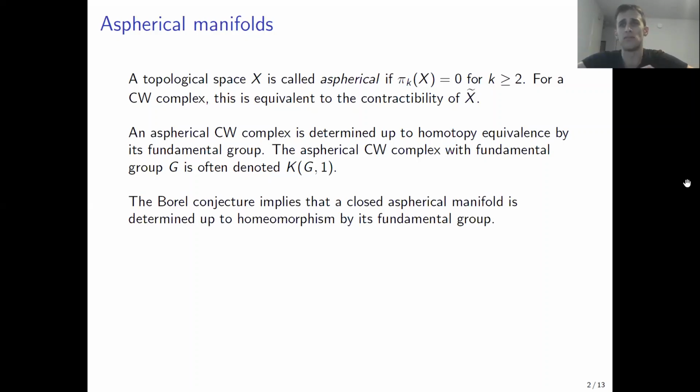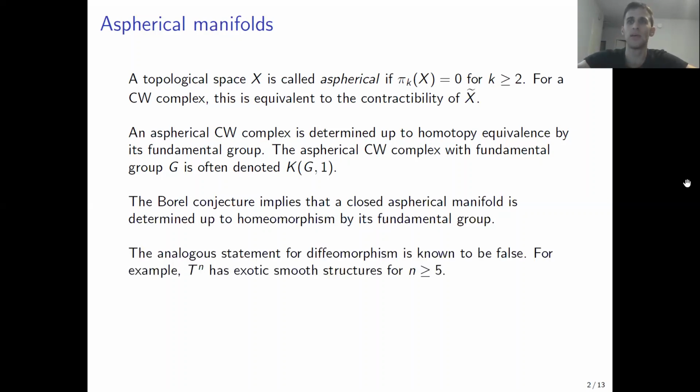If we now consider not just aspherical CW complexes, but closed aspherical manifolds, then the question is, could we upgrade homotopy equivalence to a stronger notion of equivalence? The Borel conjecture would imply, if it were true, that we could upgrade homotopy equivalence to homeomorphism. That would tell us that if we have two closed aspherical manifolds with the same fundamental group, they're actually homeomorphic. However, the analogous statement for diffeomorphism type is known to be false.